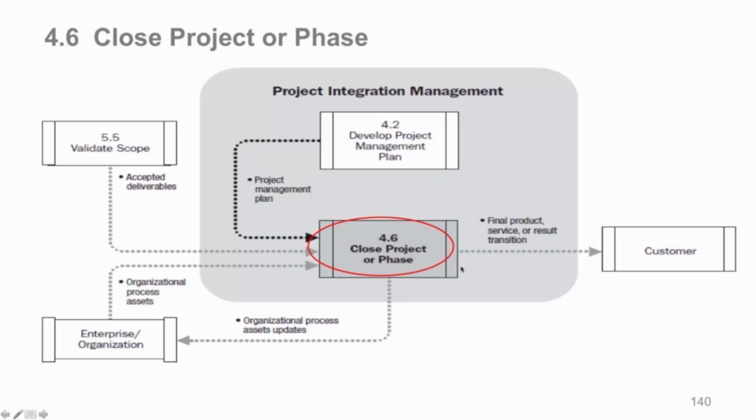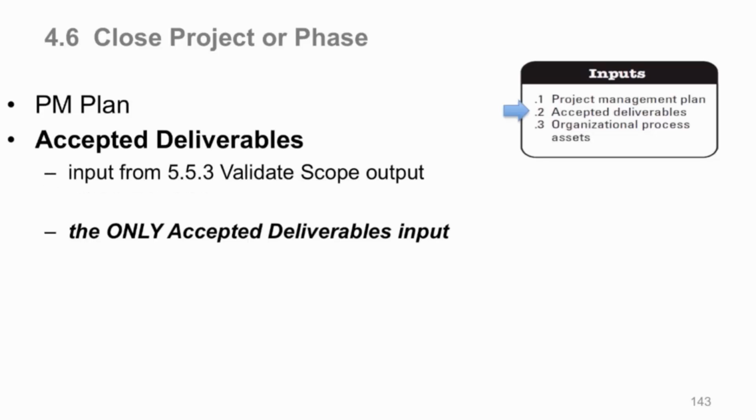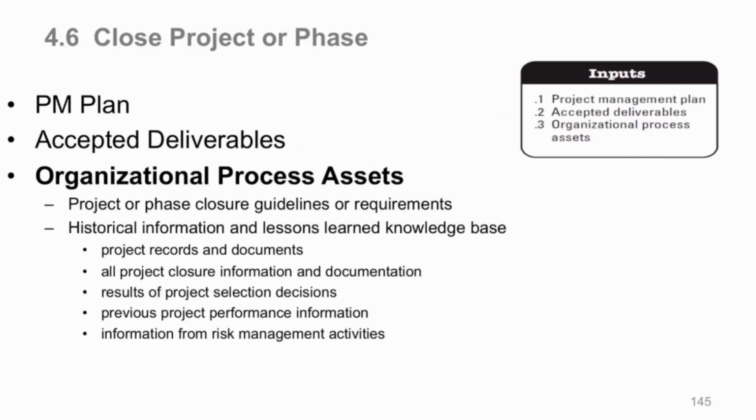And let's look at the inputs in a little more detail. Your project management plan, that comes in as we mentioned. Your accepted deliverables, they come in from Validate Scope 5.5, the only place they come from, as it says there, and your process assets. Inputs could be things like if you have project or phase closure guidelines where your PMO or your organization says, here's the proper way to close a project, we want these things to happen, you'll get those.